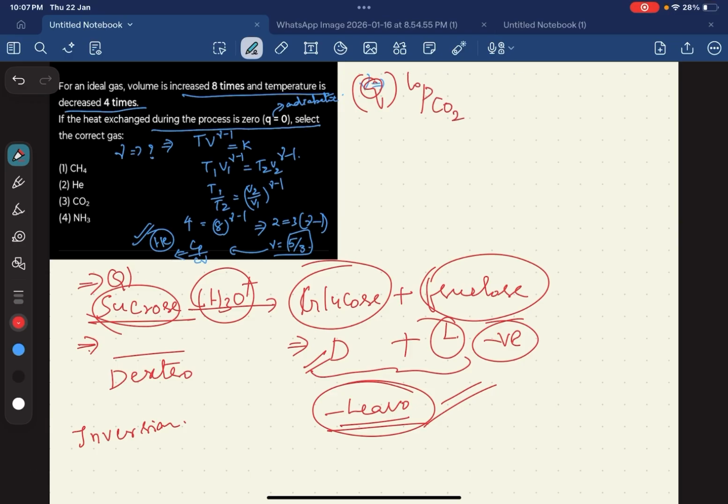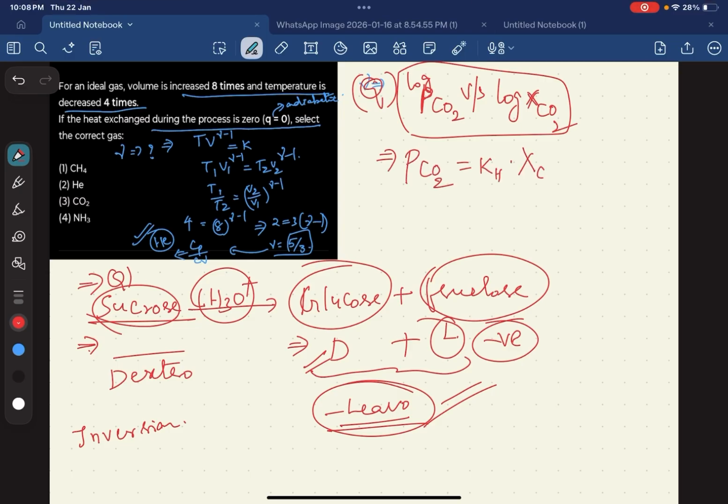Log PCO2 versus log XCO2. PCO2 is the partial pressure of CO2, XCO2 is the mole fraction of CO2. They are just asking a graph related to this. They have given log P versus log X, mole fraction chi. So PCO2 equals KH into XCO2. So log PCO2 equals log KH plus log XCO2. So this is in the form y equals c plus mx.